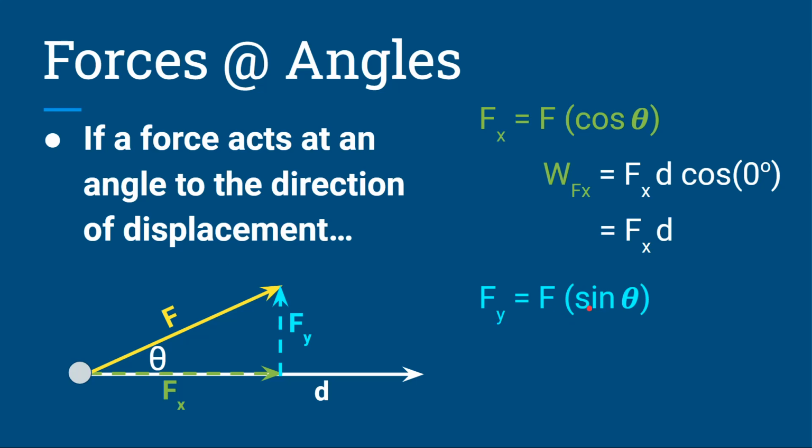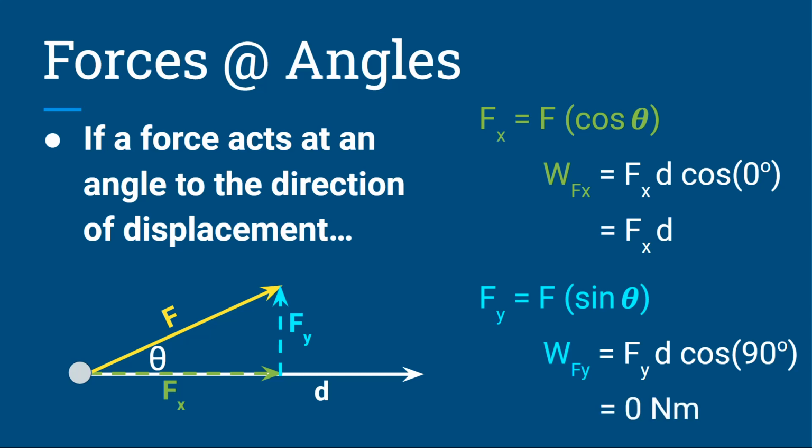So if I wanted to see if there was any work done by the force in the y direction, the work done by the force in the y direction would equal my force in the y direction times my displacement times the cosine of the angle of separation. Well, this is a 90-degree angle. This force is applied up. The displacement is to the right, and so the angle between the two is 90 degrees, which I already know. What's the cosine of 90 degrees? 0, which means that force isn't doing any work.